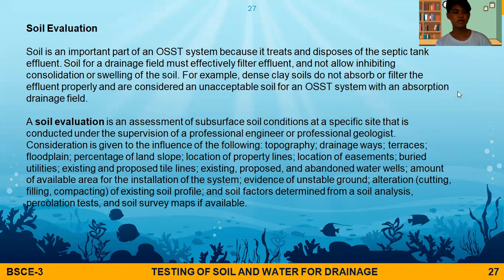drainage ways, terrace, floodplain, percentage of land slope, locations of property lines, locations of easements, buried utilities, existing and proposed tile lines, existing, proposed and abandoned water wells, amount of available area for the installation of the system, evidence of unstable ground, alterations, cutting, filling, compacting of the existing soil profile, and soil factors determined from a soil analysis, percolation test, and soil survey map if available.